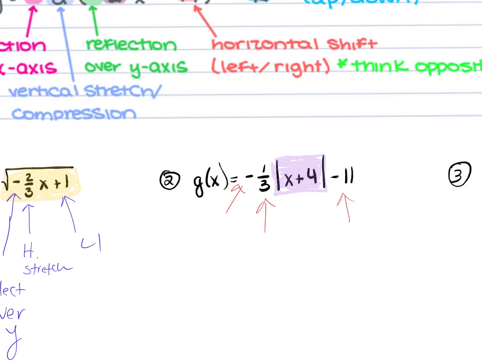What does a negative on the outside mean? Reflect over x. Good. Reflect over x. What does a 1/3 multiply on the outside mean? A vertical shrink or compression. Good. Very good. And then I have a -11 at the end. What does that mean? Down 11. Perfect. And then I have one thing that's happening on the inside. What is that +4 telling me on the inside? Left 4. Very good.